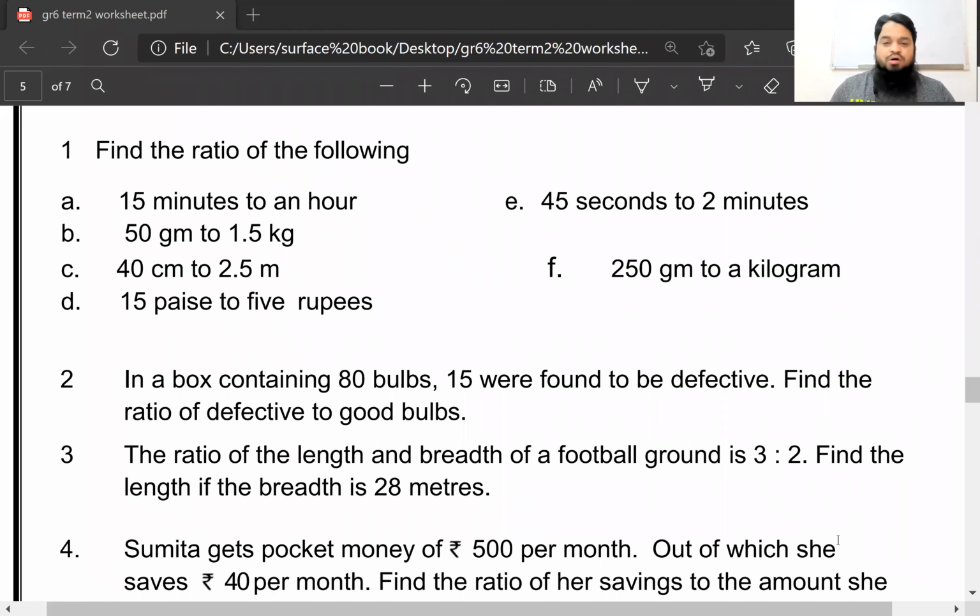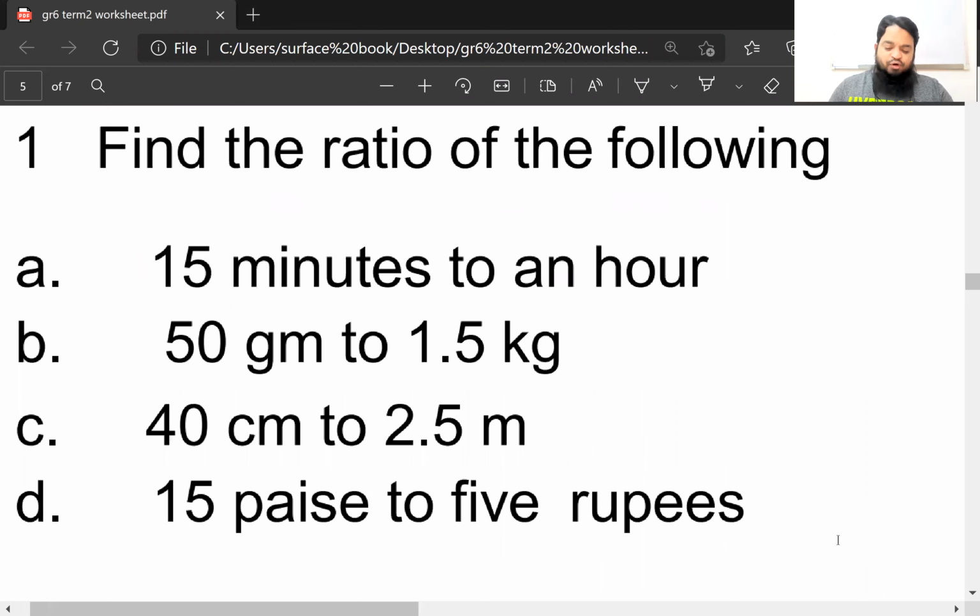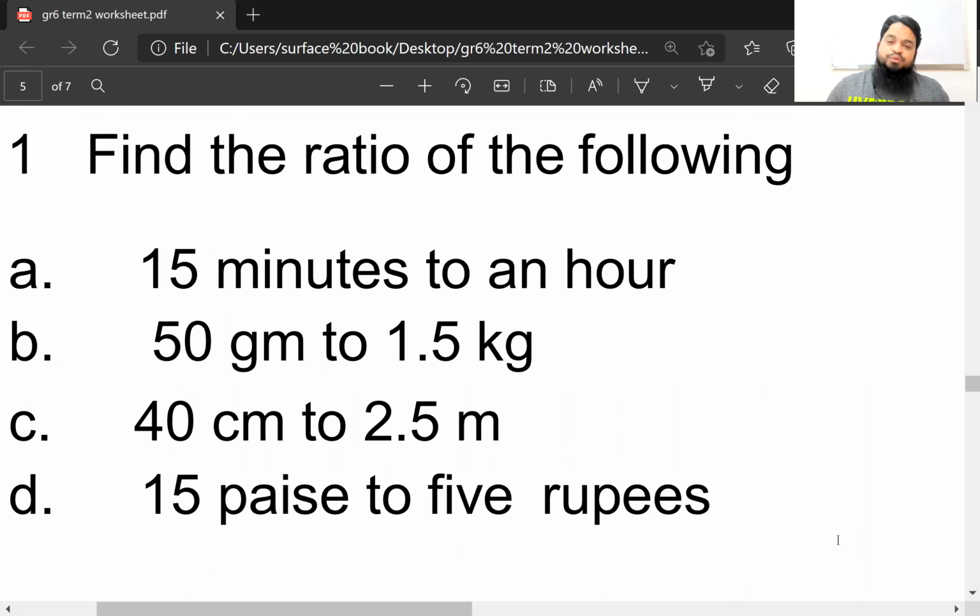And before starting, let me tell you, ratio is how we represent data when we compare two quantities with each other. Let us go to the problems, and as and when new concepts come, I shall explain them to you. Now, for example, find the ratio of the following: 15 minutes to an hour.